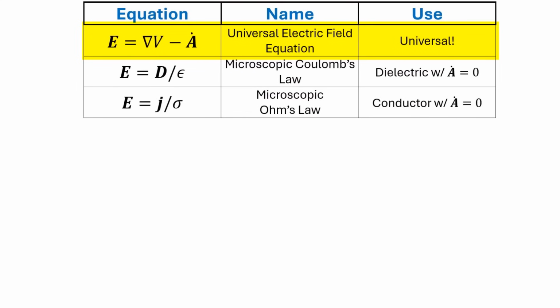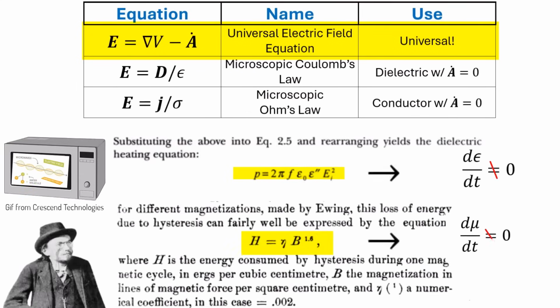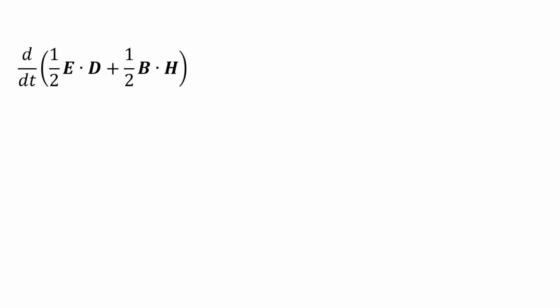Anyway, my belief in the universal electric field and the time dependency of the electric and magnetic coefficients is why I do not agree that the time derivative of 1/2 ED plus 1/2 BH is epsilon E dE/dt plus mu H dH/dt.